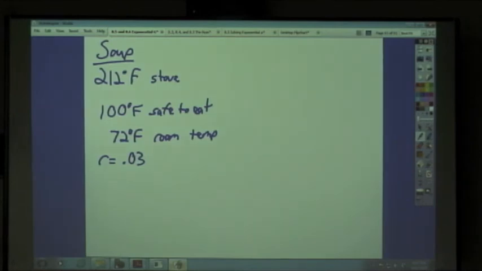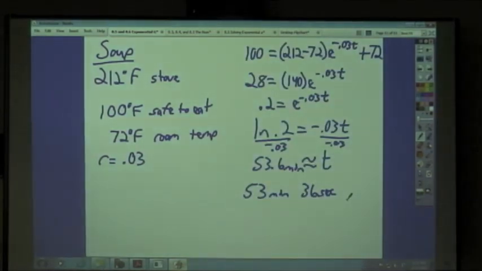All right, so in class we did an example of Newton's law of cooling. You've got some soup that you pull off the stove at 212 degrees Fahrenheit after it's boiling, and you want it to be safe to eat at 100 degrees Fahrenheit. The room temp around it is 72 degrees. The cooling rate of this particular soup is 0.03. Use Newton's law of cooling. You may have to look in your notes for your equation to help you figure out how long it's going to take before you can eat your soup. Pause it. All right, so here's your solution.